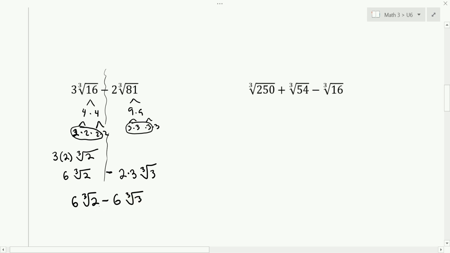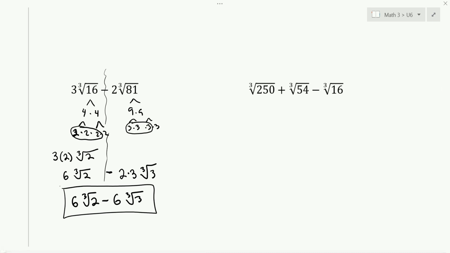Well, 6's match up, so can we subtract them? No, because we have to look at the cube roots. They both are cube roots, but one's the cube root of 2, one's the cube root of 3. So we're stuck there. That's our answer. Sometimes you go through this process and the roots will match up and you'll be able to subtract them. Sometimes it won't happen.